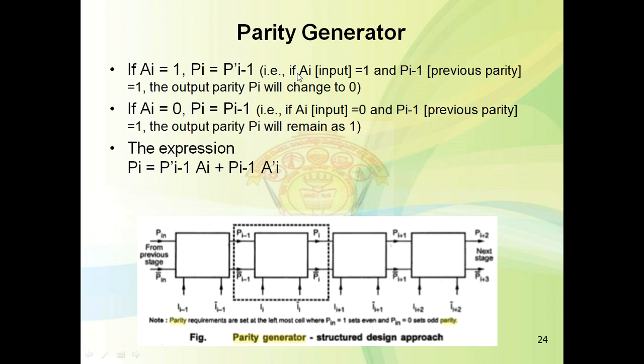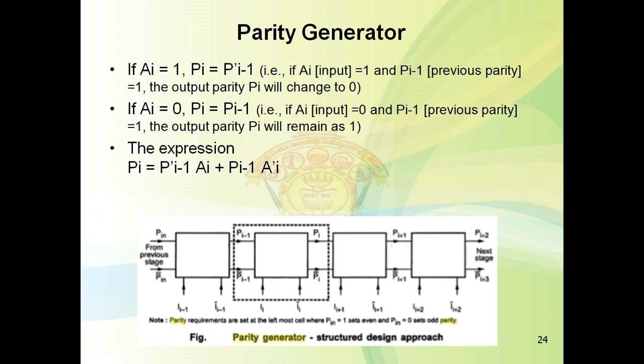That is, if Ai, the input, is equal to 1 and P(i-1), the previous parity, is equal to 1, then the output parity will change to 0. Simple here: this is equal to 1, this is equal to 1, so an even number of ones are there, and it will change the parity; this is equal to 1 and this is 0.